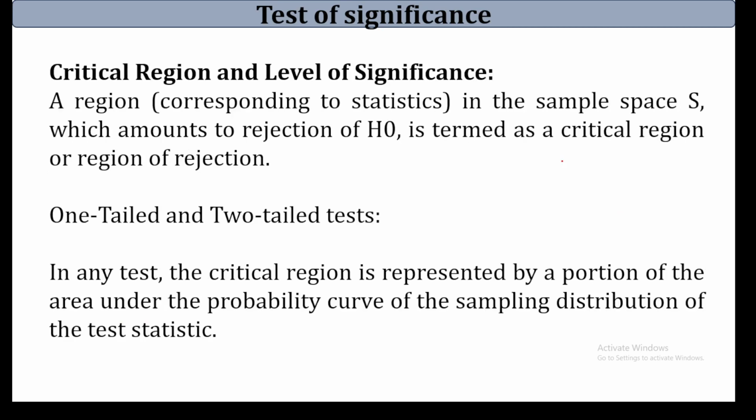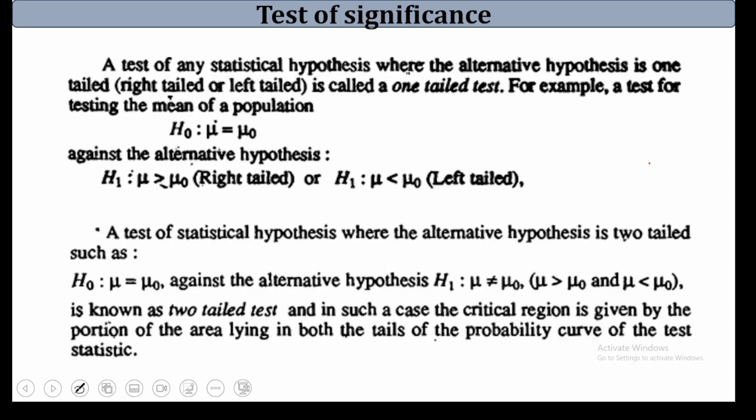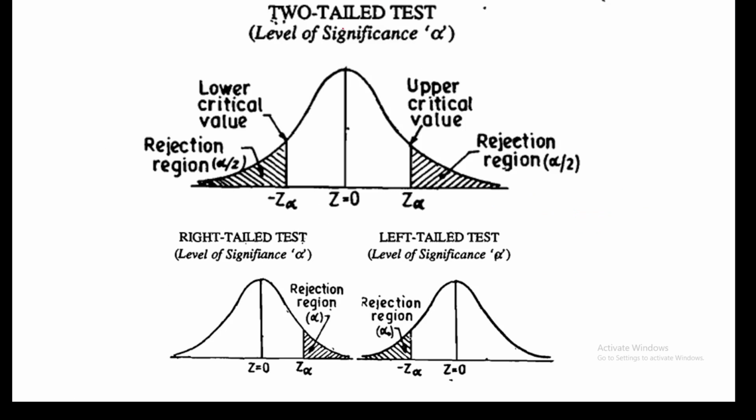The critical region and the level of significance are very important. If I consider 1% or 5%, it will be 1 here and 1 here. For a two tail test, this is the upper critical region and this is the lower critical region; this is the rejection region. If the data falls in this area, we are going to reject the null hypothesis.